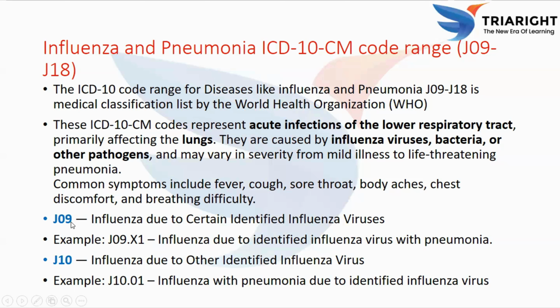So coming to the code classification, J09, what is it? Influenza due to certain identified influenza viruses. For example, when influenza is due to the identified influenza virus with pneumonia, you have to code J09.X1. When it is due to other identified influenza, you have to code J10.01.